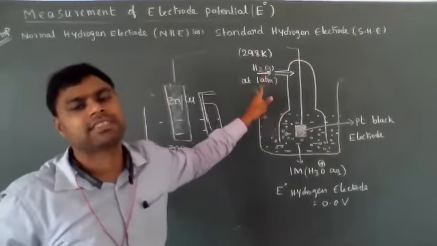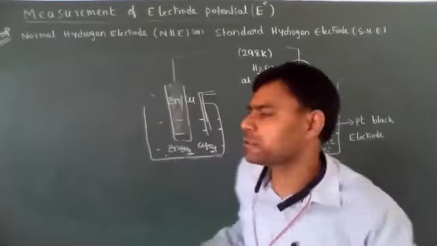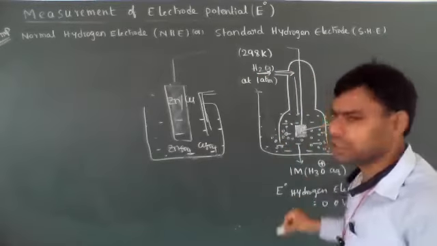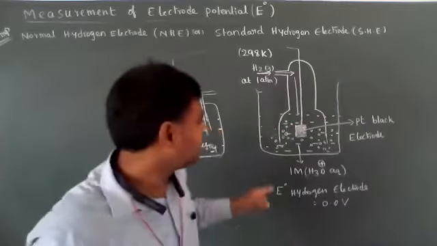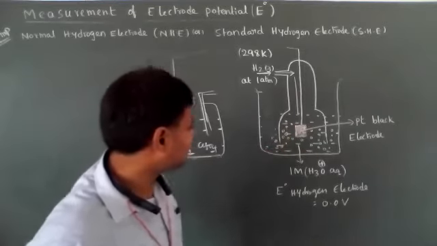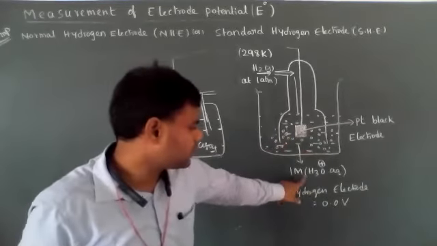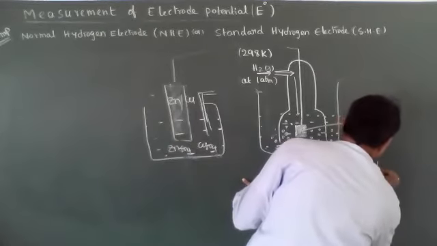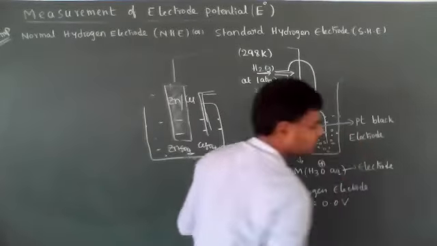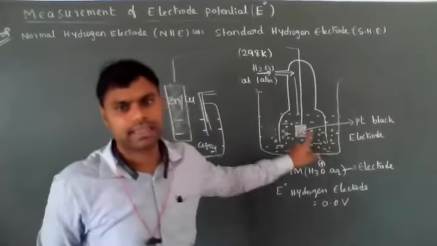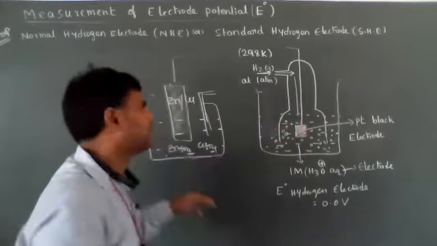At 298 Kelvin temperature and 1 atmospheric pressure, hydrogen gas is passing through a glass tube and is in contact with H3O+ ions. What is the electrolyte here? H3O+ ions act as the electrolyte, or H+ ions. Then the hydrogen gas and H+ ions.